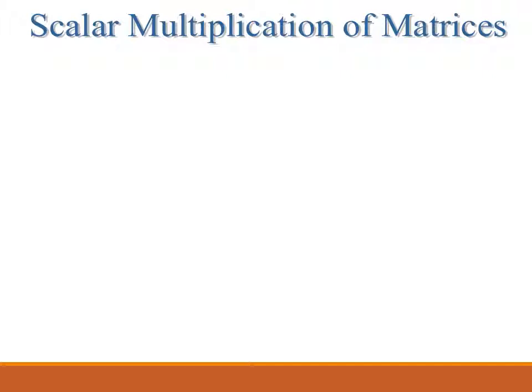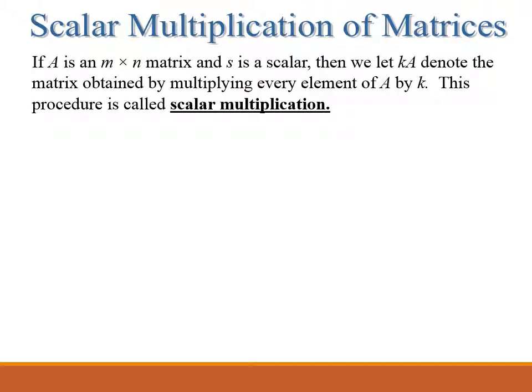Scalar multiplication of matrices. If A is an m×n matrix and k is a scalar, then we let kA denote the matrix obtained by multiplying every element of A by k. This procedure is called scalar multiplication.